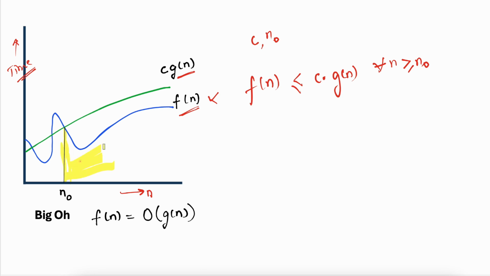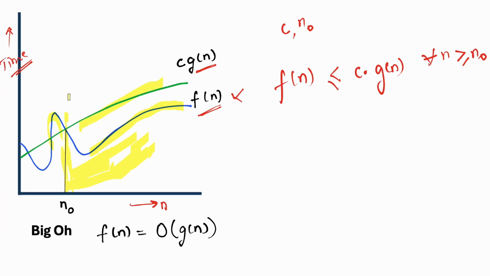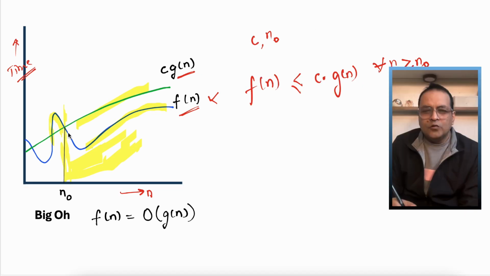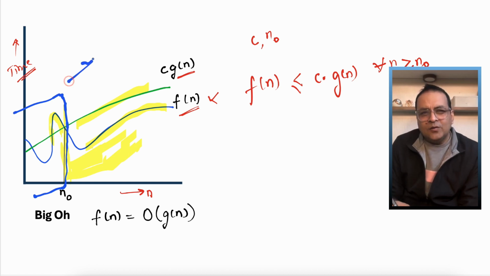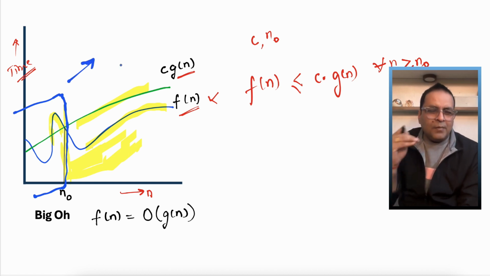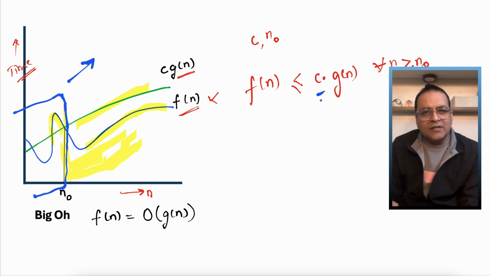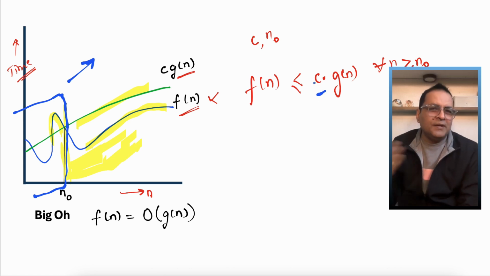After this value of n, you see that f(n) is always below g(n). Before this n, there may be some values of n for which f(n) is greater than g(n) or less than g(n). So we will ignore all the values of f(n) before this n0. But after this n0, g(n) should always be above f(n), which means that when this constant is multiplied to g(n), it should always be greater than f(n).